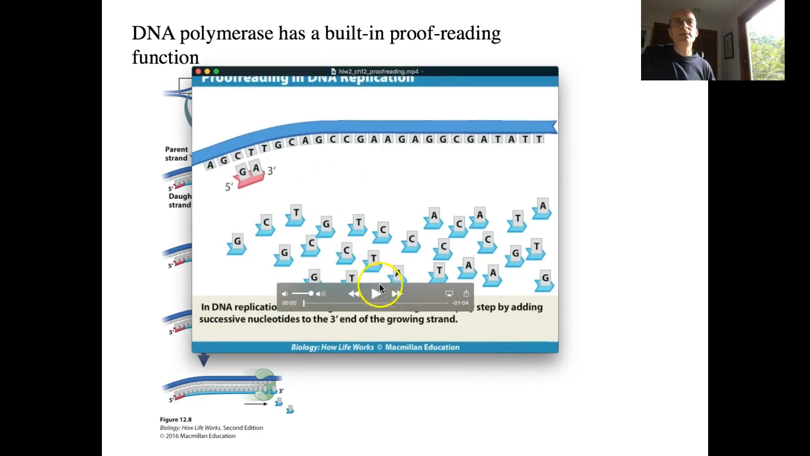I might as well show you that. In DNA replication, each daughter strand is elongated step by step by adding successive nucleotides to the 3' end of the growing strand.